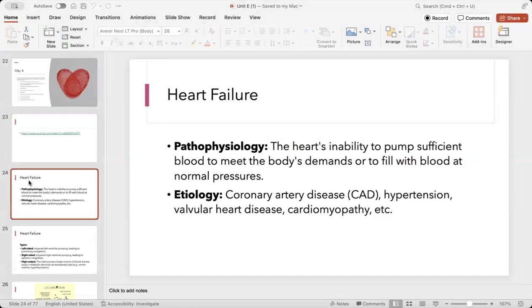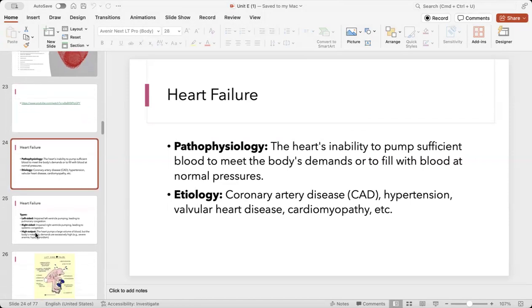But let's talk a little bit about heart failure. So heart failure is basically when the heart can't pump sufficiently. There's some reason that it can't pump. There's various reasons that cause it, so the etiology would be the cause, right? Coronary artery disease, so that plaque buildup inside the vessels, hypertension, cardiomyopathy. There's various causes.